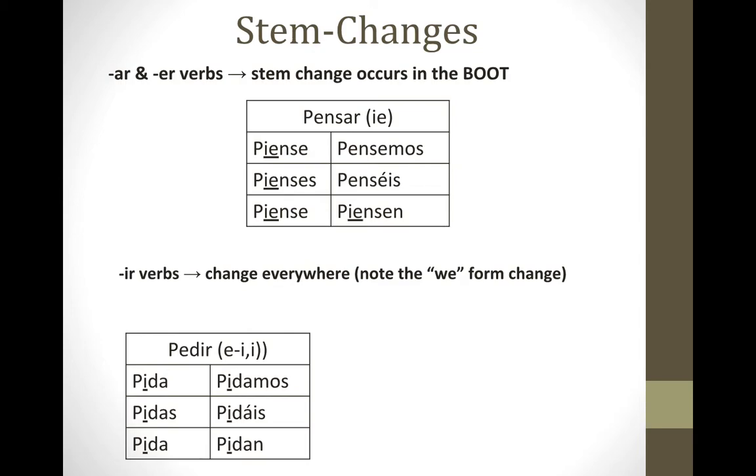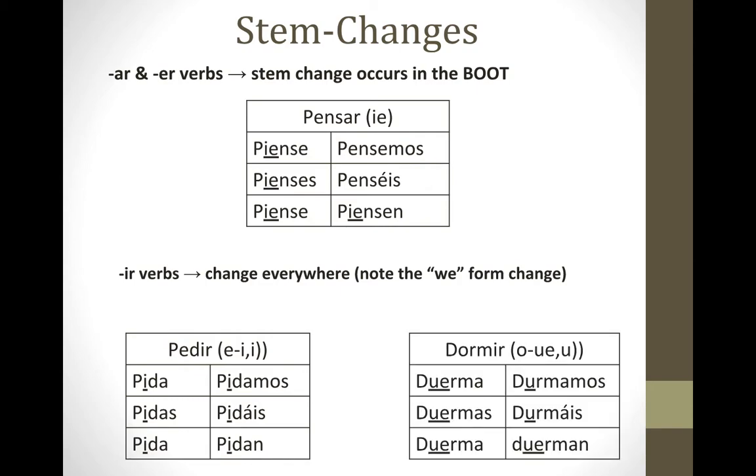And then for dormir. Dormir is interesting, okay? Its stem change is O to UE, comma U. Okay, so O to UE means the stem change that's going to occur in the boot. And then the comma U is the U will be for the we form. So it says here, duerma, duermas, duerma, duermamos, duerman.